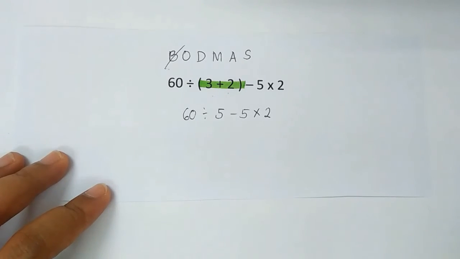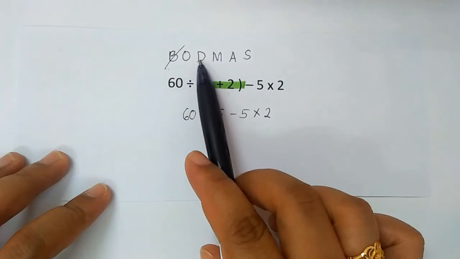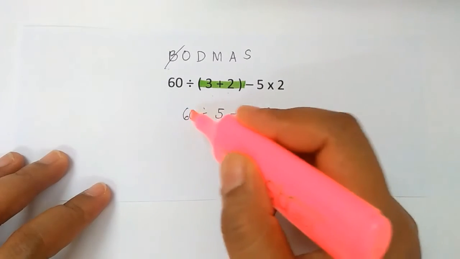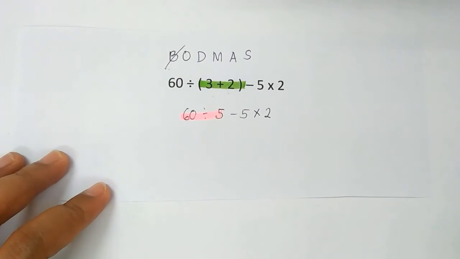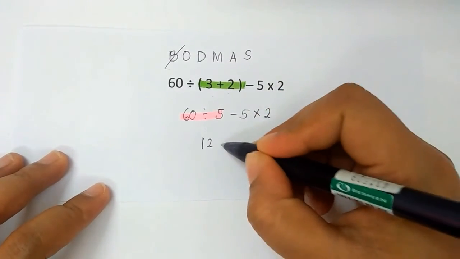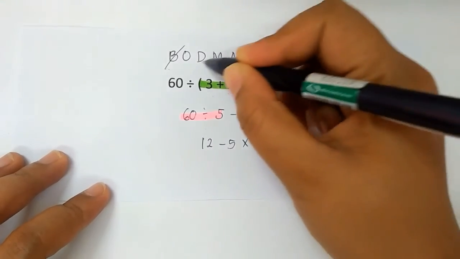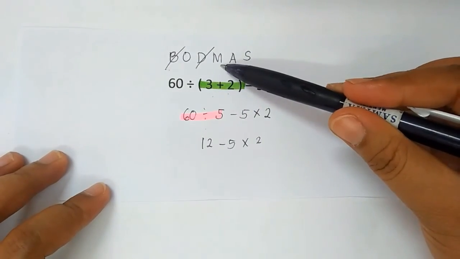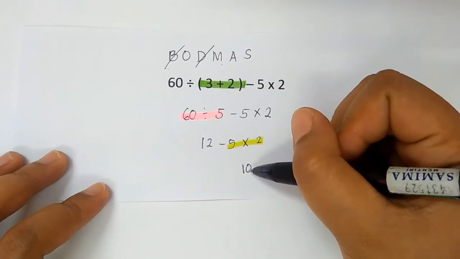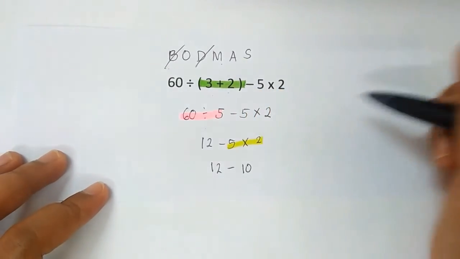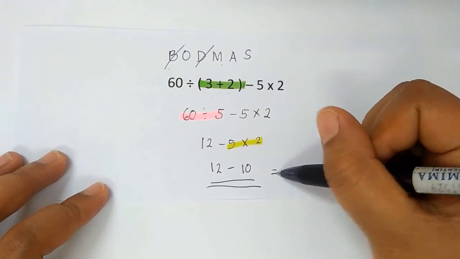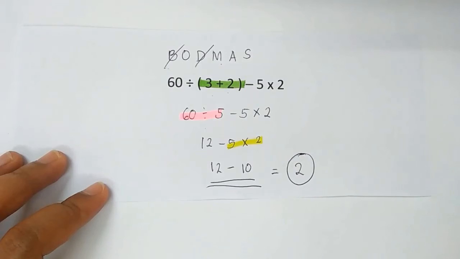Okay, we already used B for the bracket. Do we have order or the power? Don't have. How about divide? Yes, we have divide. So we're going to divide first. So 60 divided by 5 is 12. The rest just copy. How about multiplication? Yes, we have 5 times 2. 5 times 2 is 10. Then just copy 12. So the last operation is 12 minus 10, which is equal to 2. So we have the answer 2.